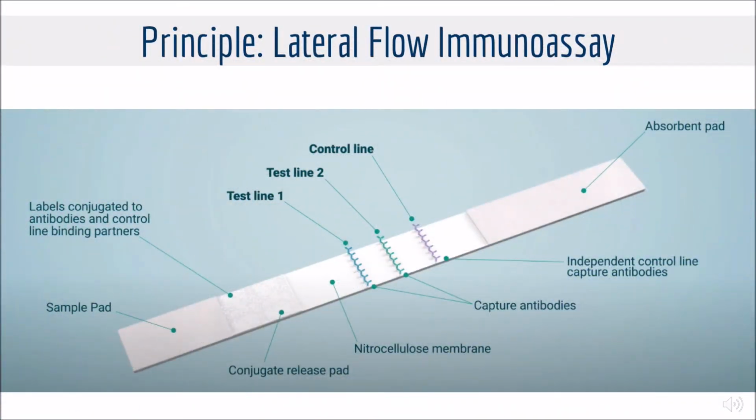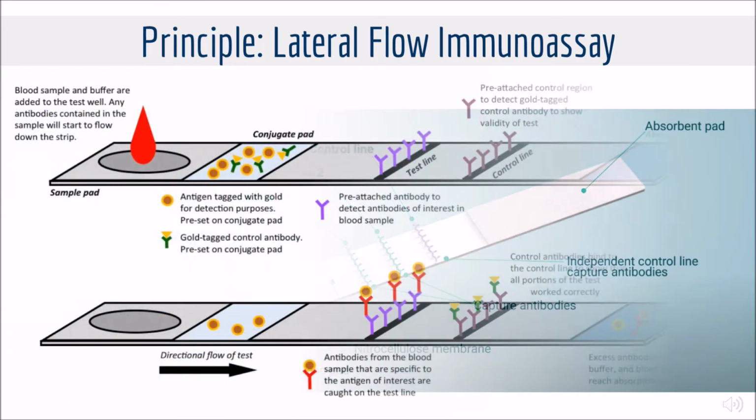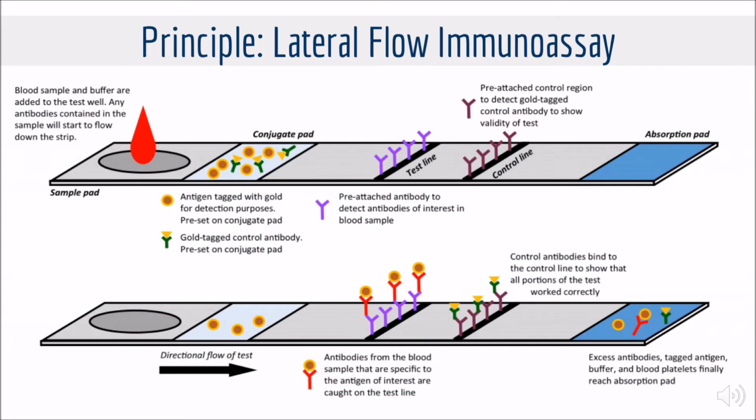The principle of the rapid test is lateral flow immunoassay, which can detect antibodies against the virus. The cassette consists of sample pad, conjugate release pad, nitrocellulose membrane, which have the test lines and control line, and lastly, the absorbent pad. Let's look at the test cassette more closely.